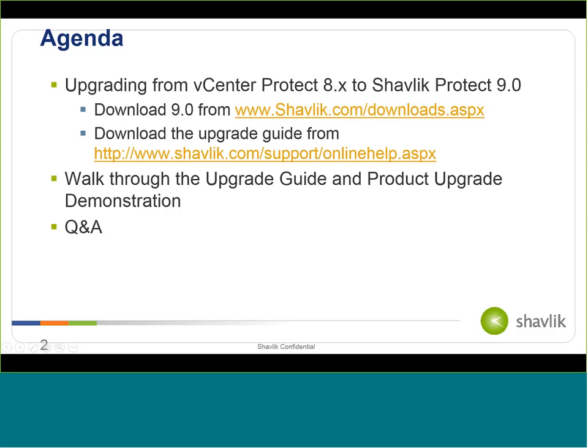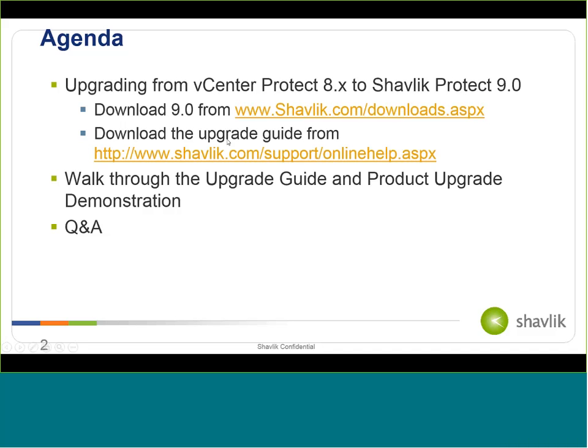The first thing is downloading 9.0, and it's the same as it has been for years. Many of our long-term customers since before the VMware acquisition know how to get to www.shavlik.com/downloads.aspx to get the download of 9.0. For those customers who joined us in the VMware time frame, you can get the download either through the VMware page, which is updated and now available to download 9.0, or you can go to the Shavlik.com download page. They're both the same installer, so you won't have any issue running either one.